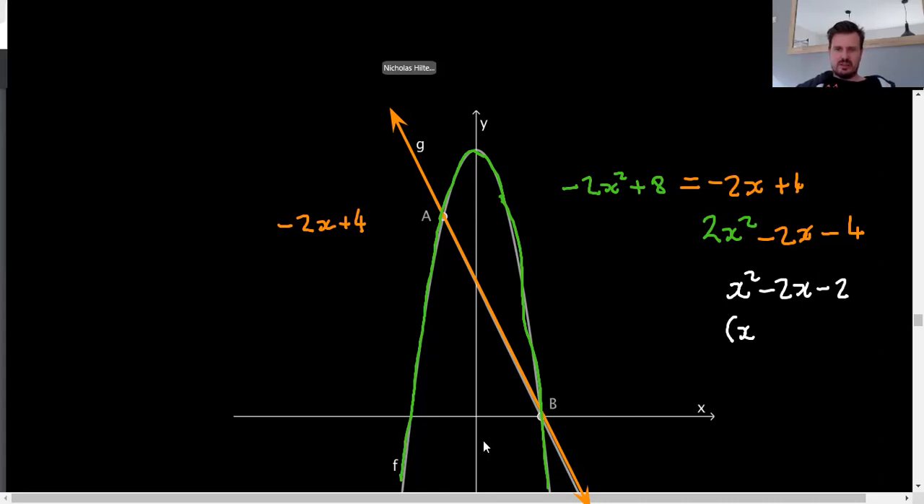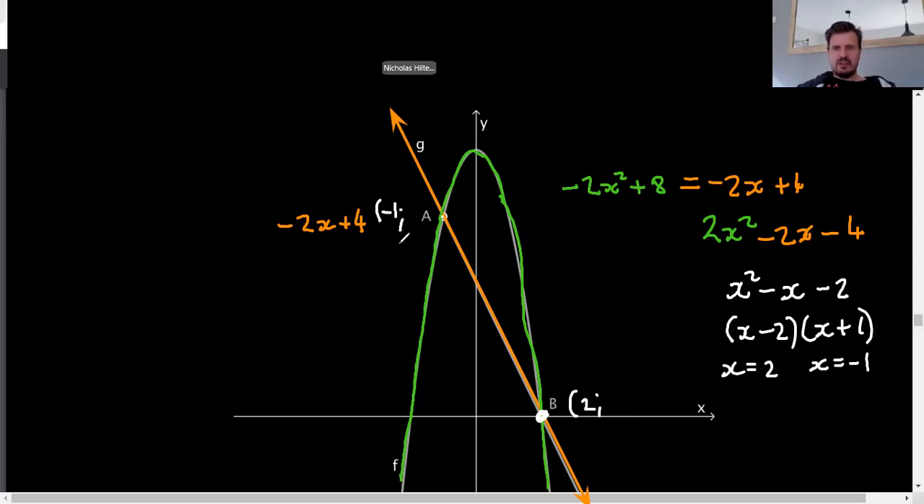Minus 2 divided by 2 is minus 1. Sorry, so this here is minus x. There we go. Okay, we get minus 2 and it's plus 1. So it's x equals 2 and x equals minus 1, right? So this value here will be the 2, and this one here will be the minus 1.